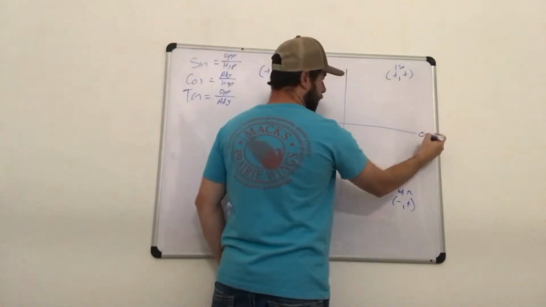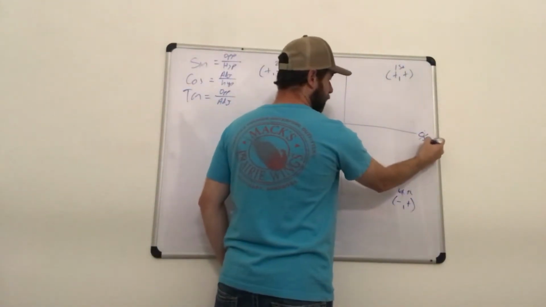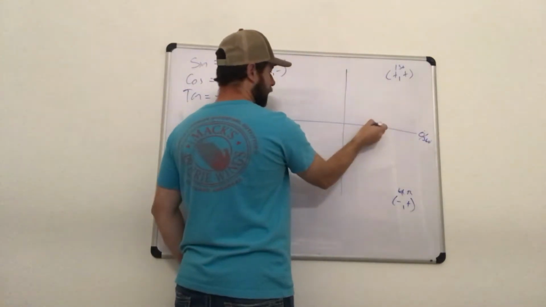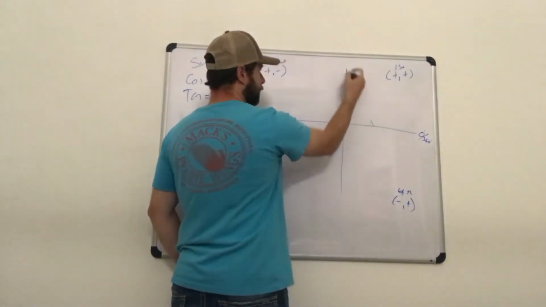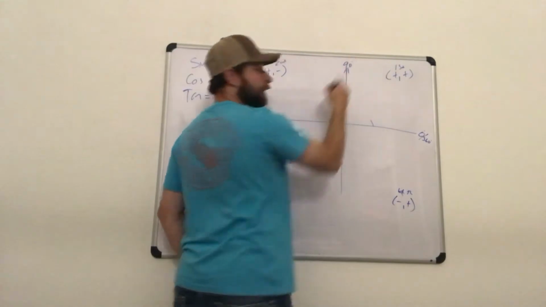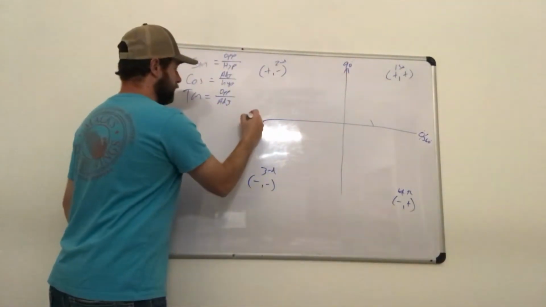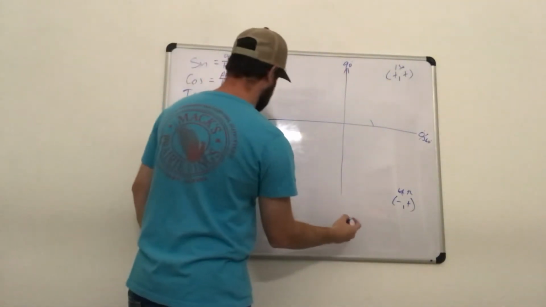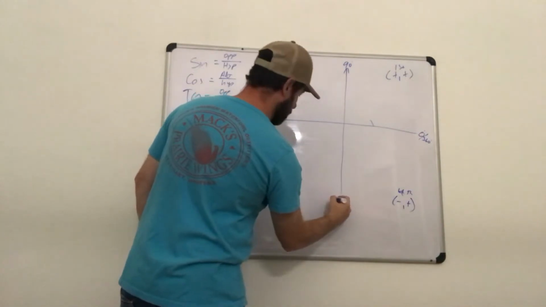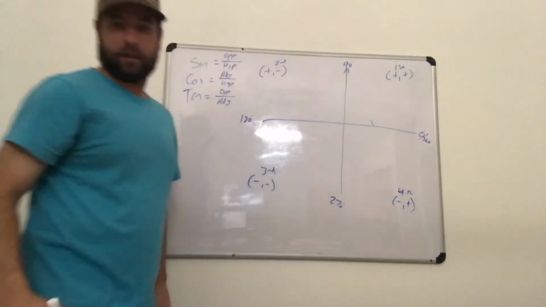This is our 0 degree, or it's 360 when it comes back around. You're going to start here and go this way for positive. This is 90 degrees. This is going to be 180 degrees. And this is going to be 270 degrees.